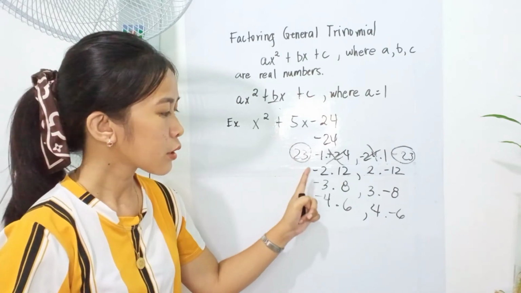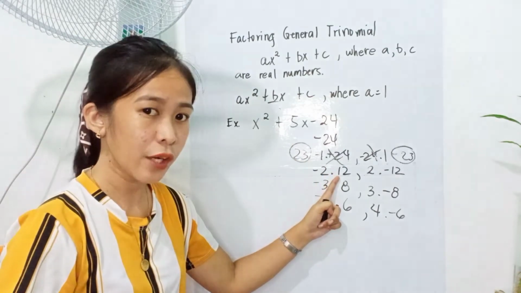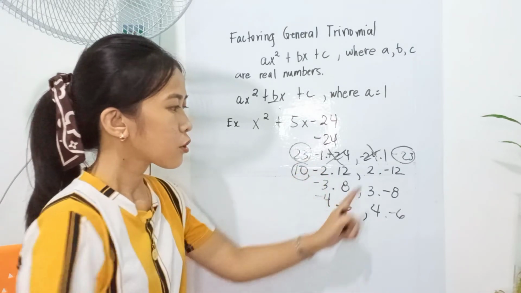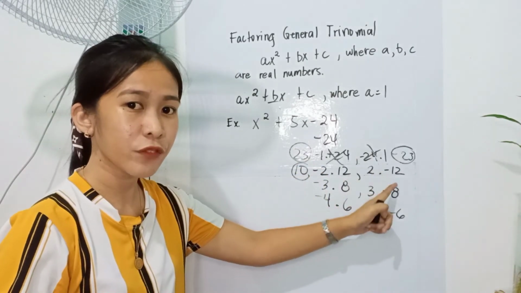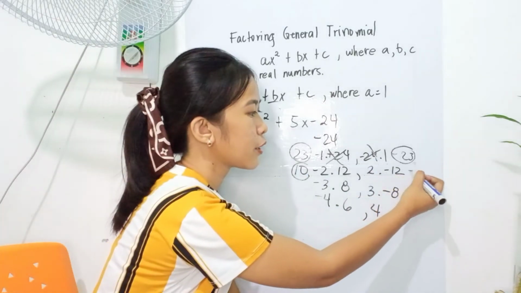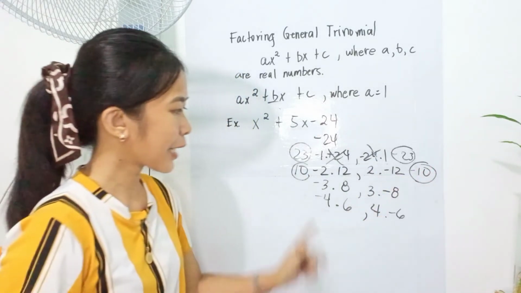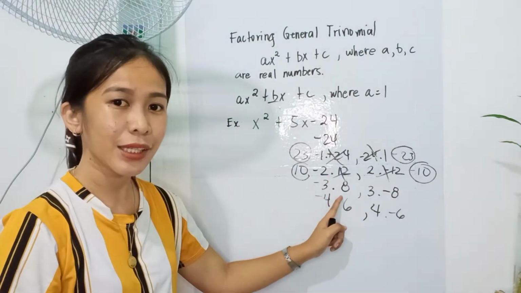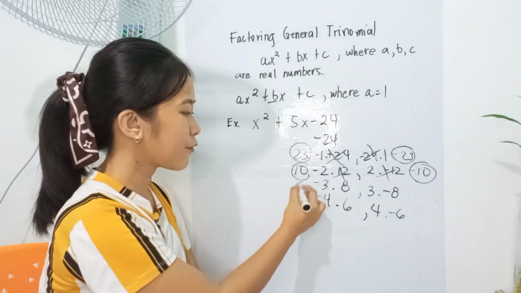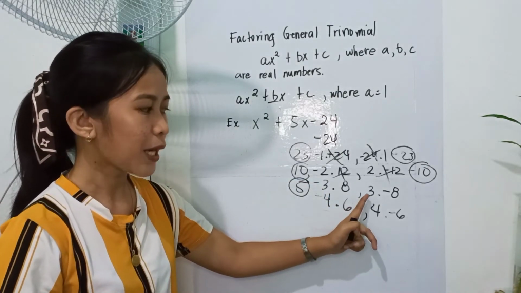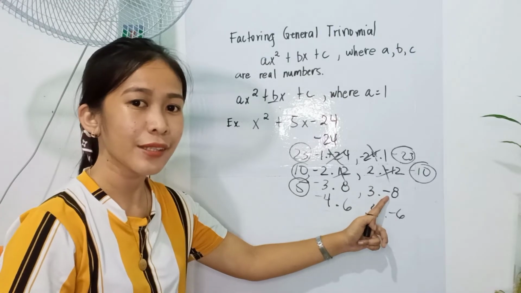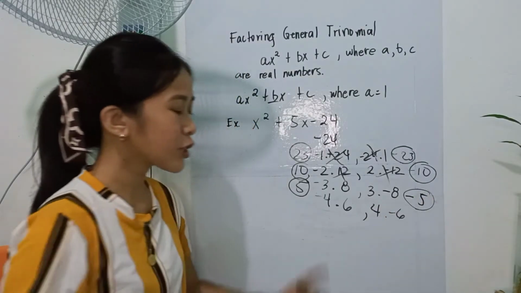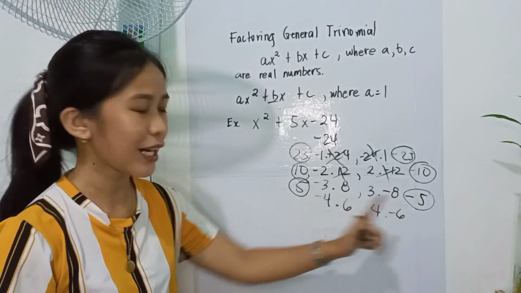Okay? Negative 2 plus 12, that is positive 10. Okay? 2 plus negative 12, that is negative 10. Again, hindi pa din sila. Okay? Now, negative 3 plus 8, that is positive 5. Positive 3 plus negative 8, that is negative 5. Okay? So, dyan pa lang kita nyo na kung nasaan yung hinahanap natin.